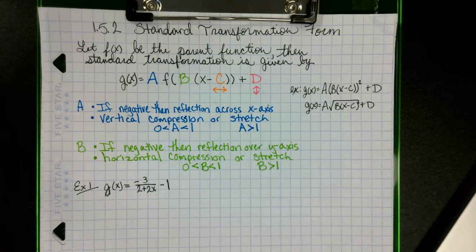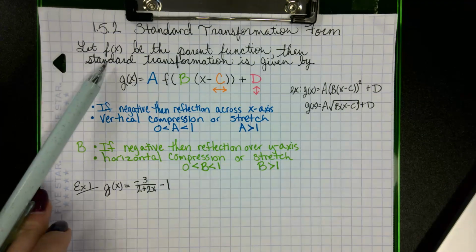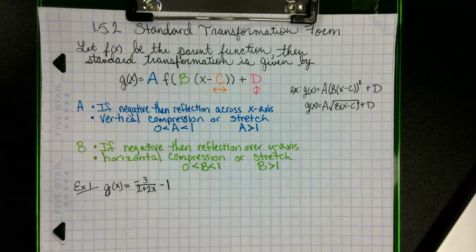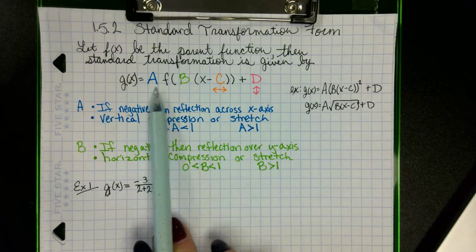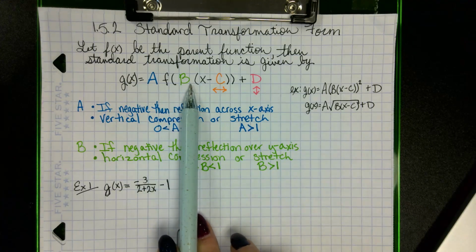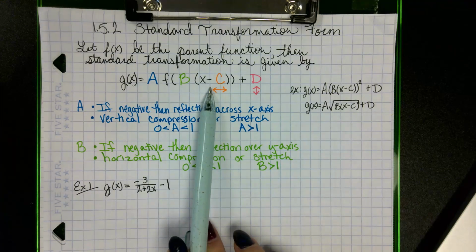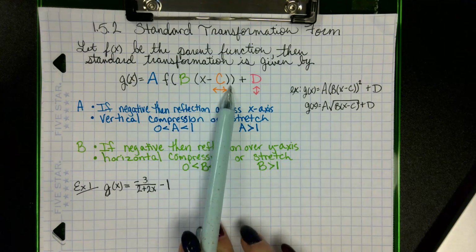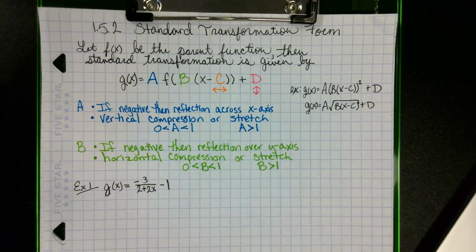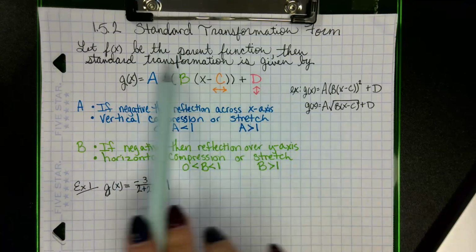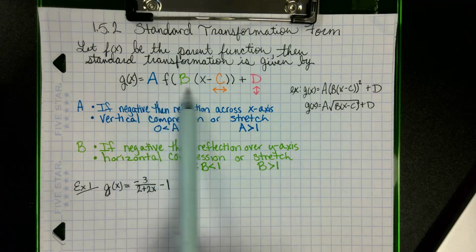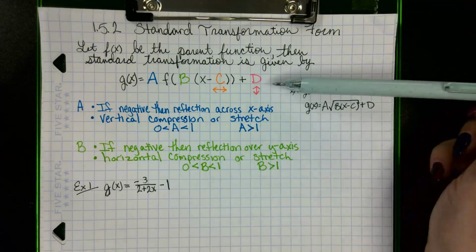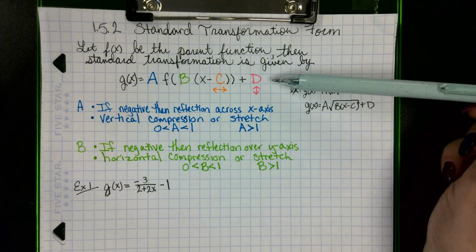All right, for standard transformation form, let f of x be the parent function. Then standard transformation is given by g of x is equal to a times f of b times x minus c, and then close those parentheses, plus d. So this is an f of x notation, which might look a little strange. In Algebra 2, I doubt you saw it written like that. That is just because this can be used for any of the functions.